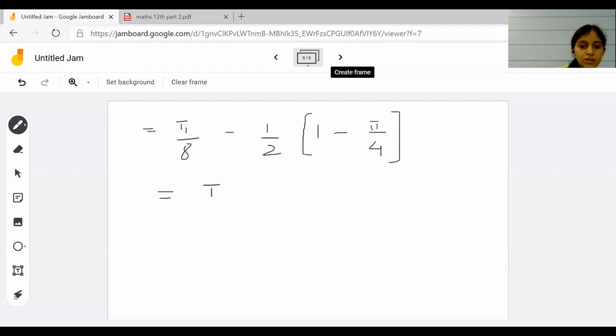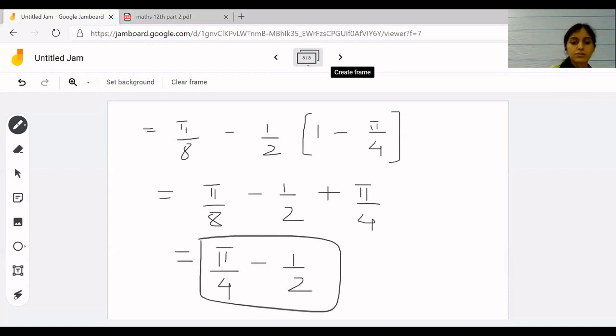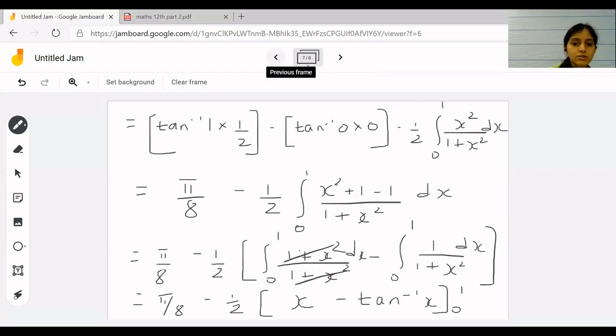You'll have pi by 8 minus half plus pi by 4. Okay, which will be pi by 8 plus pi by 4, that is 2 pi by 8, that is pi by 4, minus half. This is your final answer. Okay, so that is your question number 14 that we just finished.